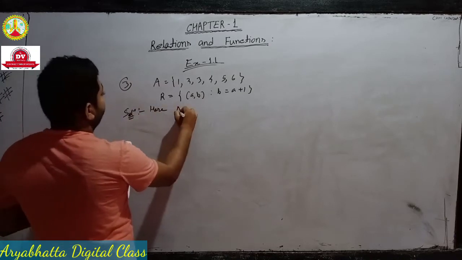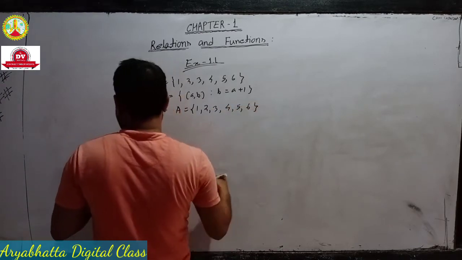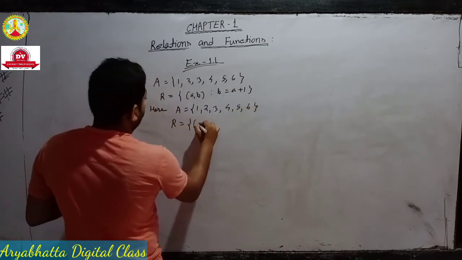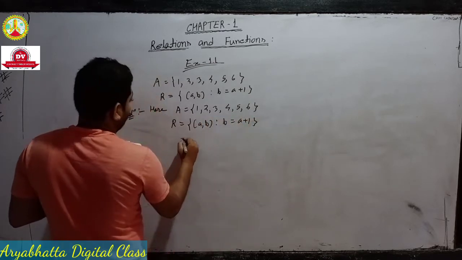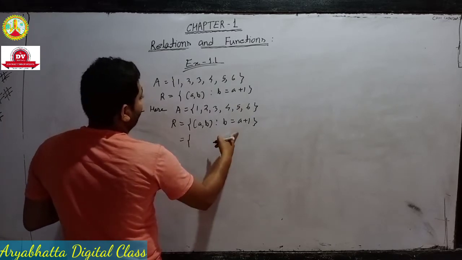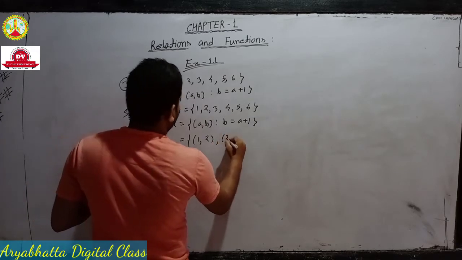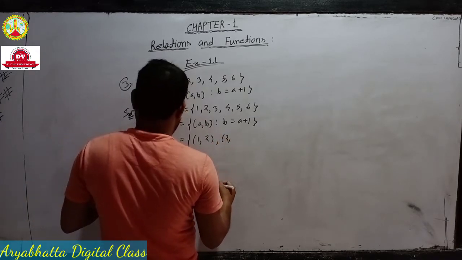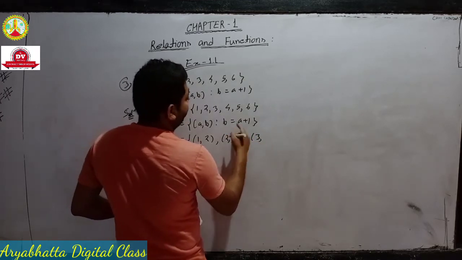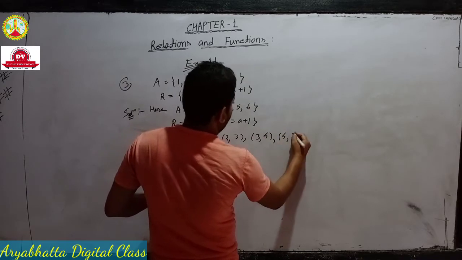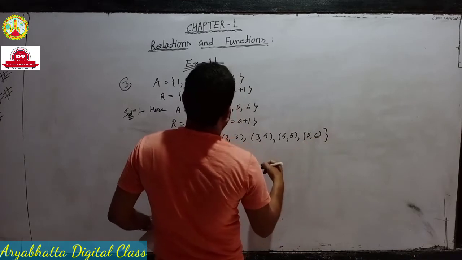Here A equal to {1, 2, 3, 4, 5, 6} and R equal to {(a, b) such that b equals a plus 1}. Putting a equal to 1, we have b equal to 2. Putting a equal to 2, we have b equal to 3. Putting a equal to 3, we have b equal to 4. Putting a equal to 4, we have b equal to 5. Putting a equal to 5, we have b equal to 6.